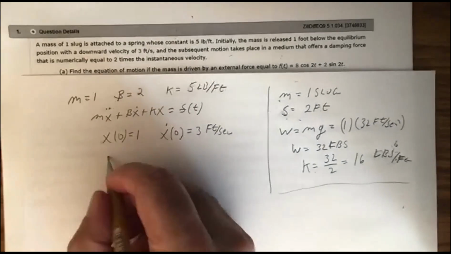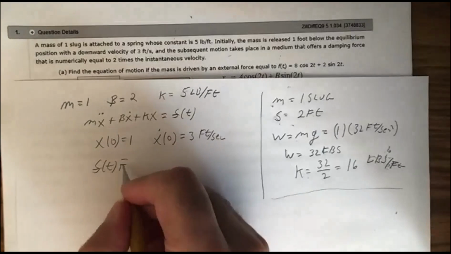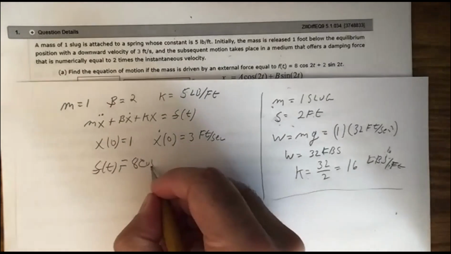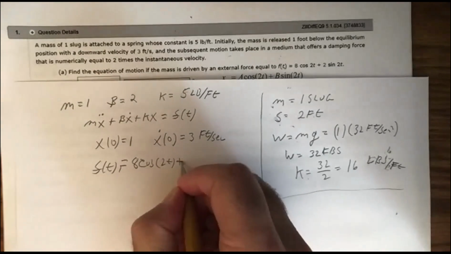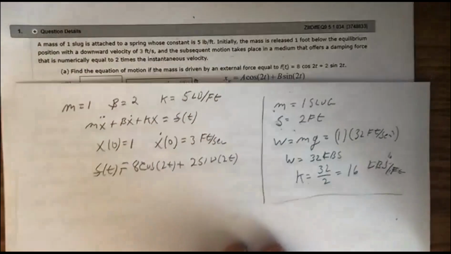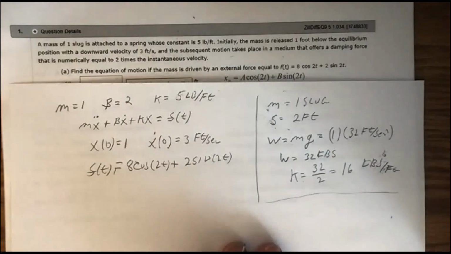Okay, yeah, they tell us that the driving force is given down here. The driving force is equal to 8 cosine of 2t plus 2 sine of 2t, right? So that's the driving force. Okay, so now we have everything, all right?